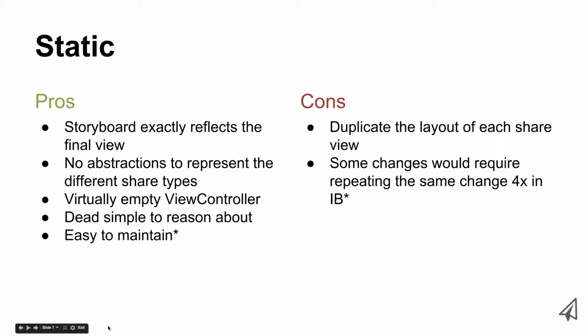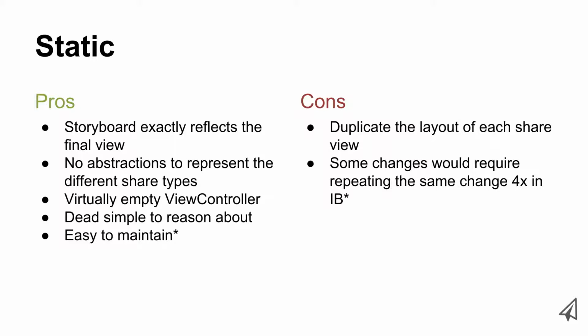The storyboard reflects the final view. There's all those abstractions that we talked about before, the enum, the view model, something that consumed the view model and configured the view, all of those go away. Our view controller is virtually empty. It's dead simple to reason about and easy to maintain from the perspective of even a beginner in iOS development. If they've had any experience with iOS development at all, if asked to make a change to this view, they're going to be able to open that up and make a change without any problems.